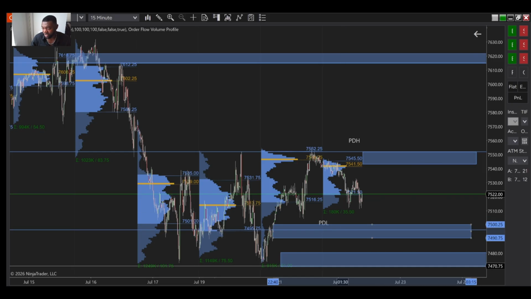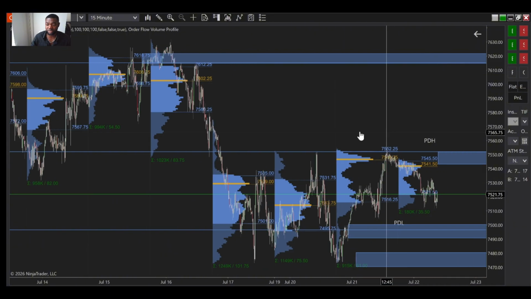Same applies to this place. That is the level 7470 and 7480. When it gets here, I'll be looking to long. So these are my key levels that I'll be looking at for today.